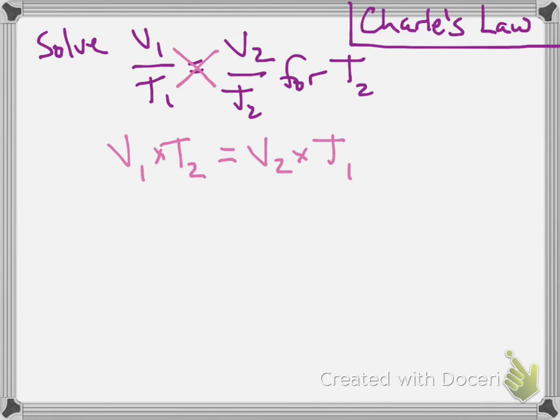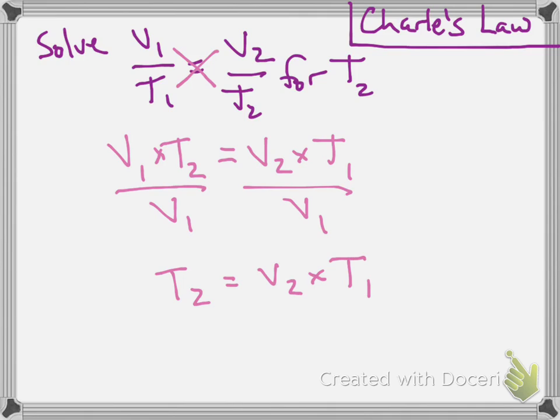And the way that we solved that last one, since we're multiplying on both sides here, is if we want to get T2 by itself, we have to get rid of V1. We have to get it to the other side of the equation. And since we're multiplying in the equation that we see in front of us, we're going to need to divide both sides by V1 to get T2 by itself and to get V1 to the other side. So again, T2 is equal to V2 times T1 over V1.